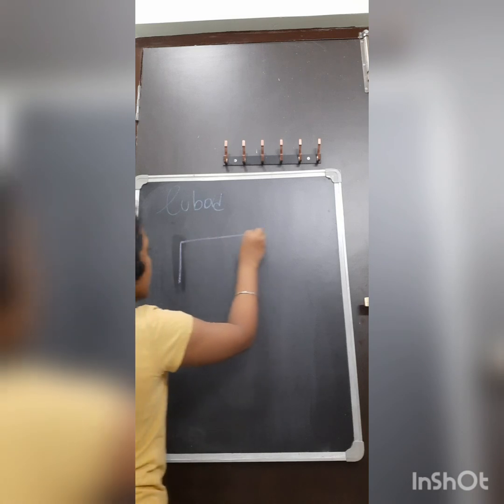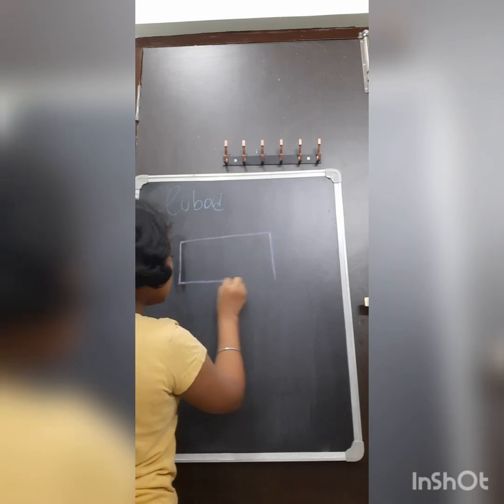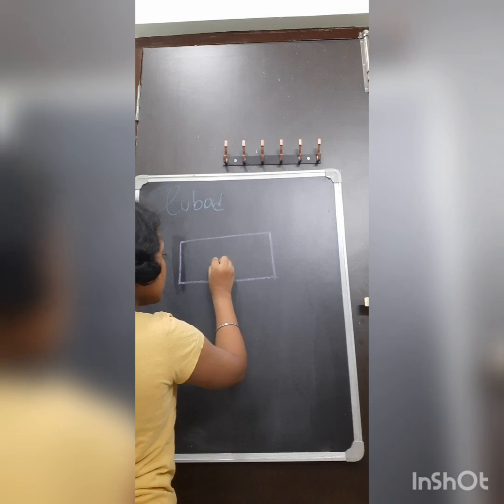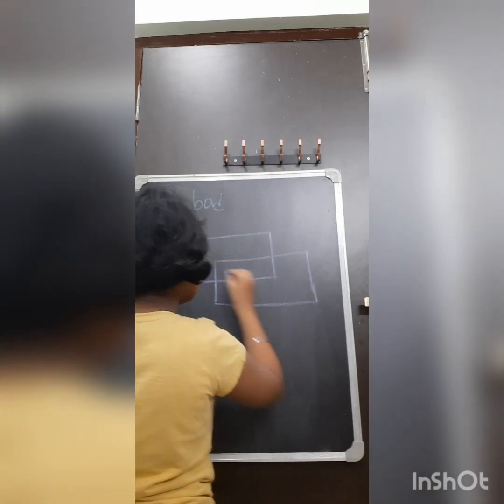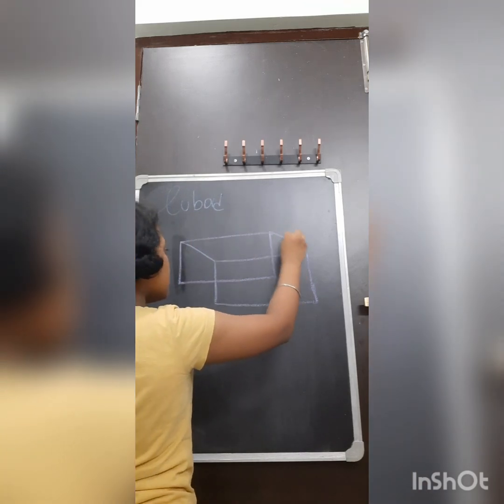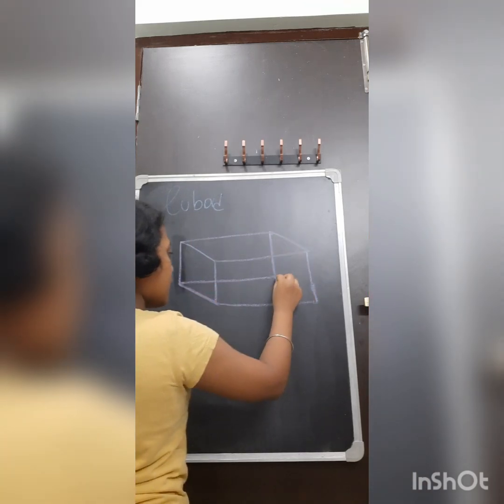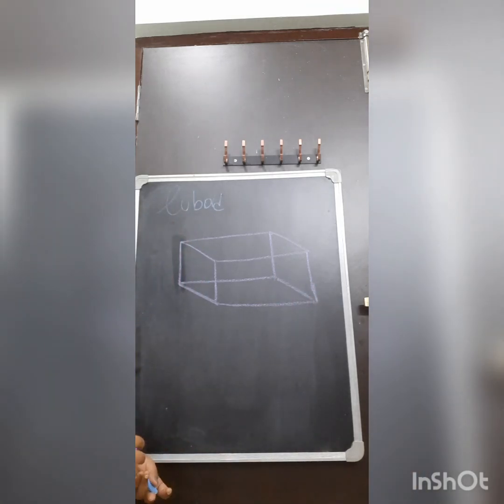So, cuboid is a 3D figure which is a 3D version of rectangle. So this is a cuboid, and the faces of the cuboid are parallel to each other.